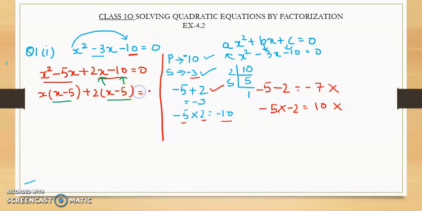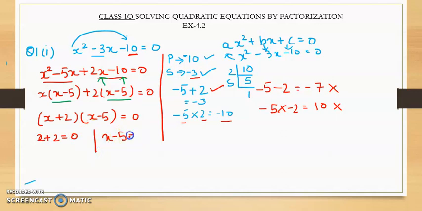So this is equal to 0. Now, x plus 2 in the bracket, and what is the common factor? x minus 5 is equal to 0. So now I will equate x plus 2 is equal to 0, and from here I will get x minus 5 is equal to 0.